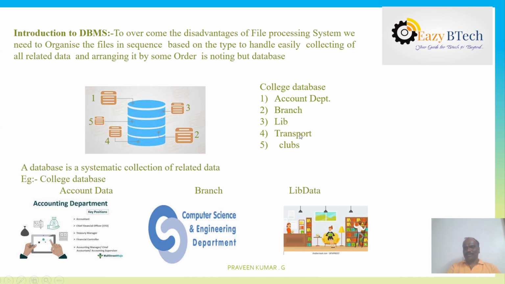Okay, transport department. The transport department has to maintain separate data: how many buses are available, the separate route numbers, and the fee from route to route, from endpoint to endpoint. Okay, clubs. The college also has some clubs. Each and every club has data of student number, student name, and student activity.